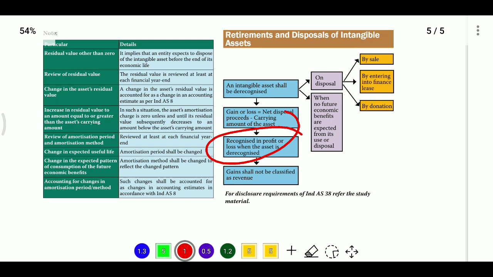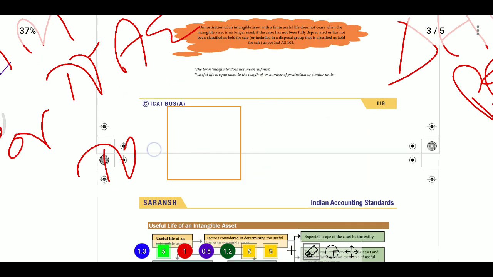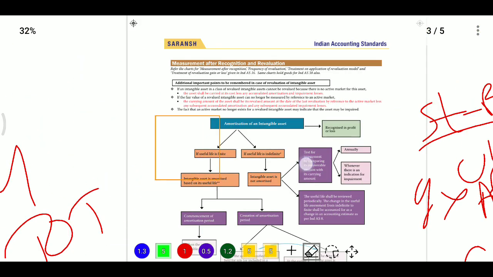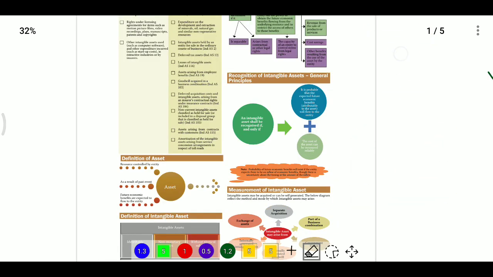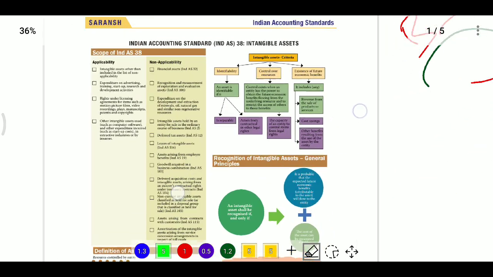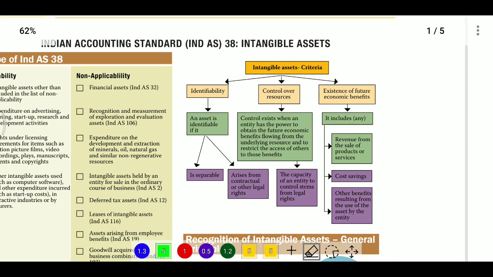Whatever the intangible assets are, what we have learned from Ind AS 38, in summary, started with the definition of intangible assets. What is meant by intangible assets? An intangible asset is simply an asset with no physical substance, with existence of future economic benefits, and the entity has control. Control means the power to obtain the benefits and the ability to restrict others from accessing those benefits, and we have identifiability.